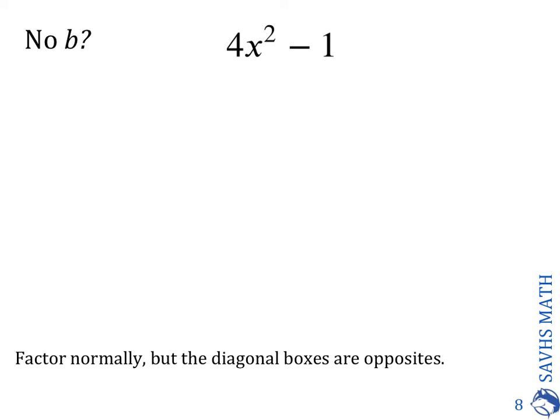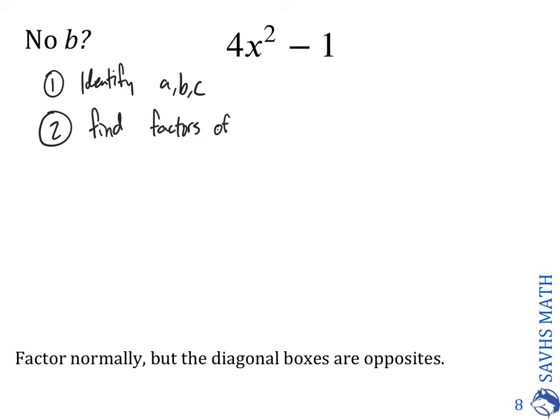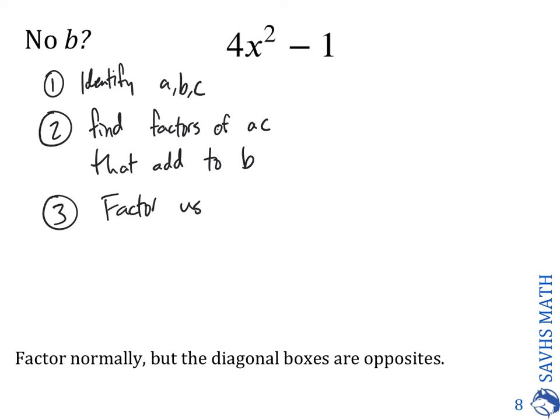A couple of special things that can happen here. Sometimes you're not going to have a b, and so you can use the same 3 steps. So step 1 is identify A, B, and C. Step 2 is find factors of AC that add to B. And step 3 is to factor using the box method.